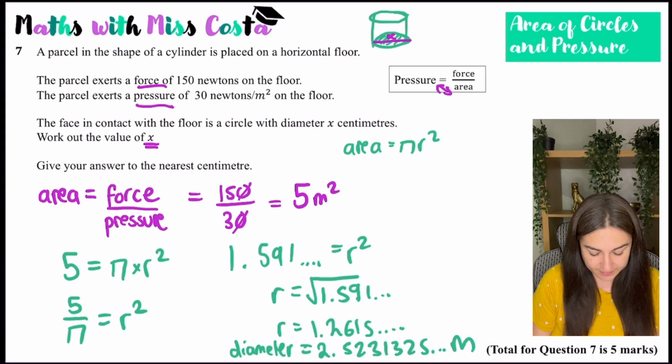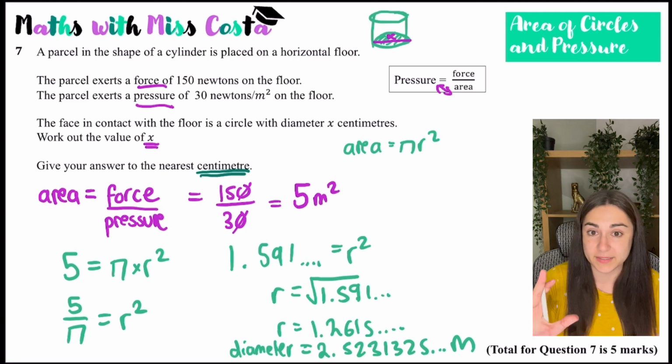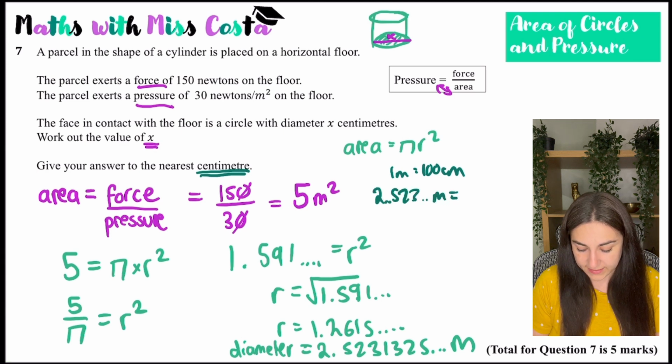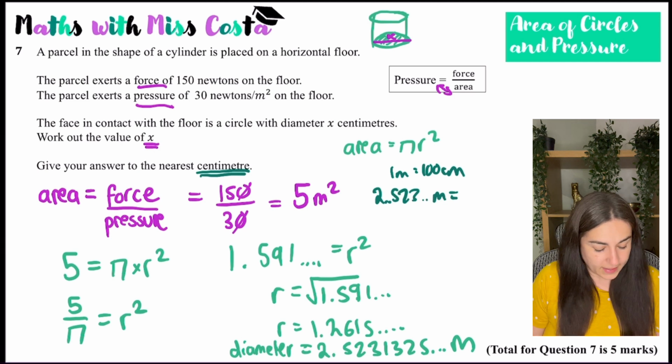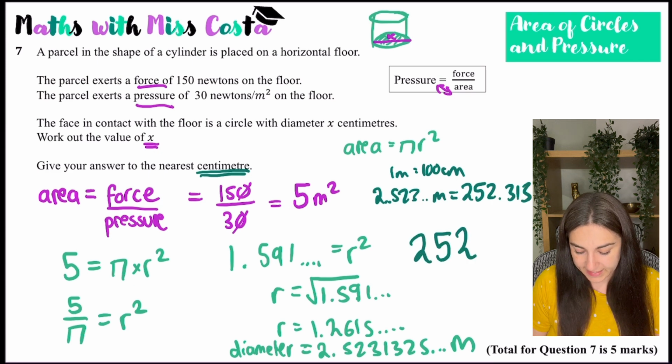Now the question says give your answer to the nearest centimeter. So because I'm now working with linear measurements like length, not area or volume, I know that 1 meter is 100 centimeters. So 2.523 meters is going to be, just times it by 100, 252.313 centimeters, and it says to the nearest centimeter, so that would be 252 centimeters.